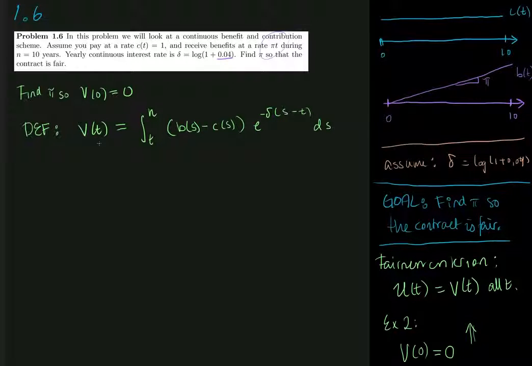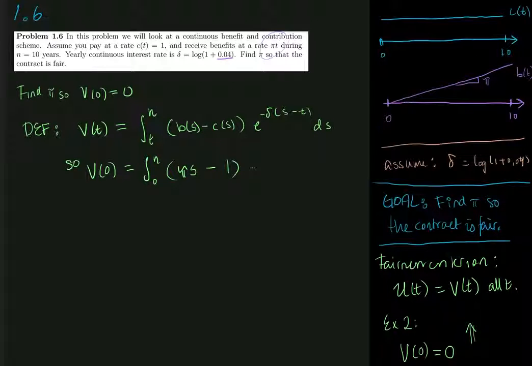So if we want v of 0, I will plug 0 in to all of the places where I have t in the above. So v of 0 is equal to the integral from 0 to n. And let me also just plug in my values for b and c now. So b of s is equal to pi s, and c of s is just equal to 1.